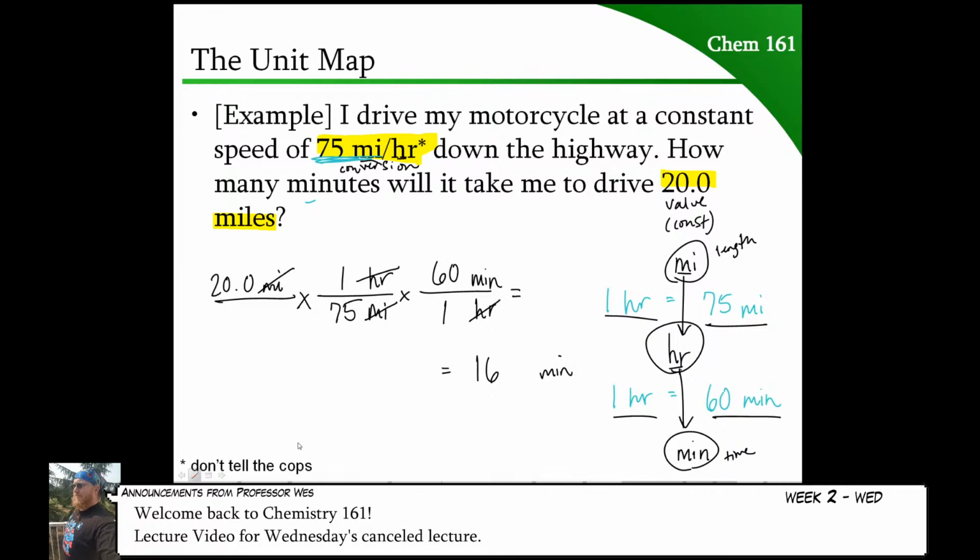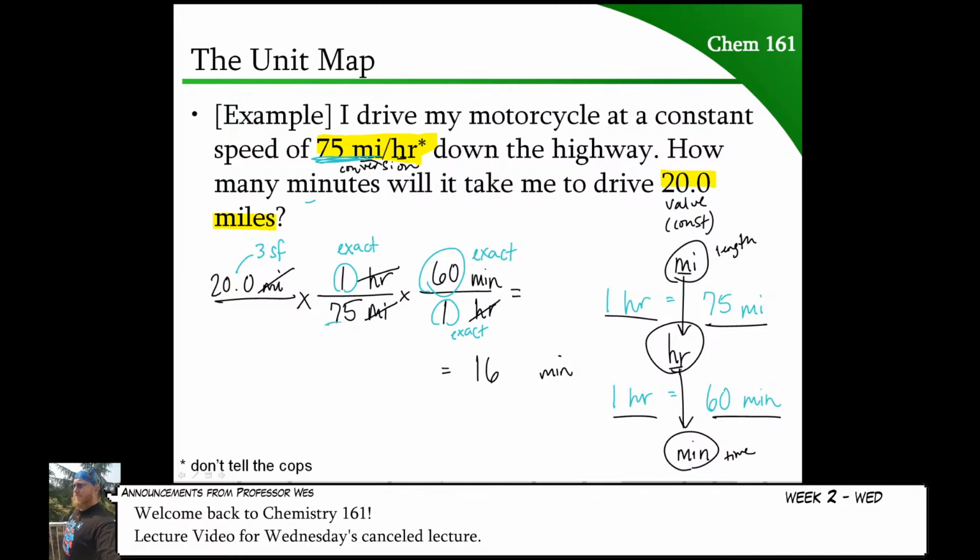Last thing we gotta do is check for sig figs. This is 3. This is exact because it's just a 1. This is exact because it's just a 1. This is definition, so it's also exact. We've defined an hour is 60 minutes.